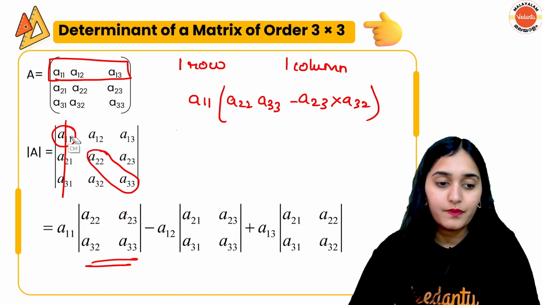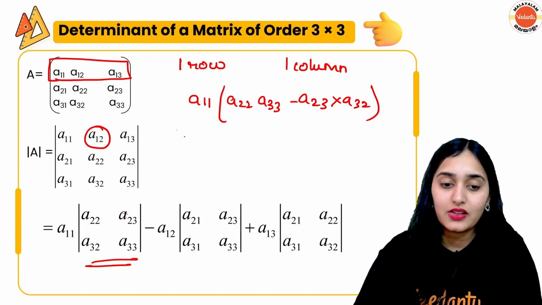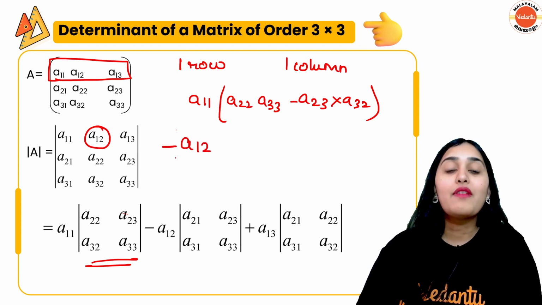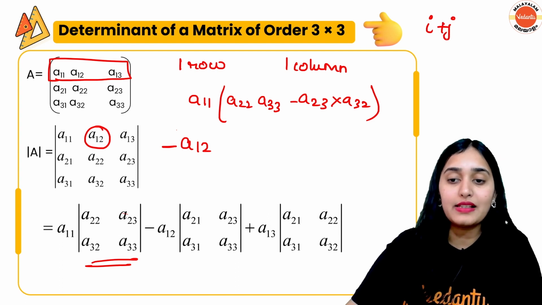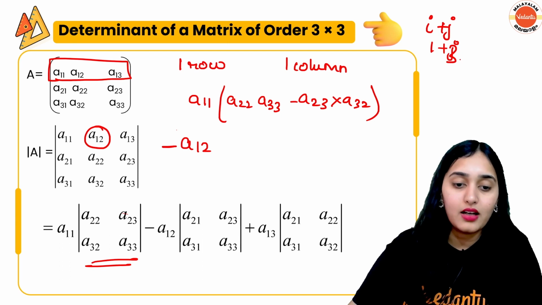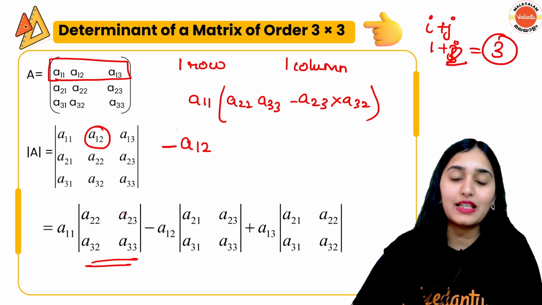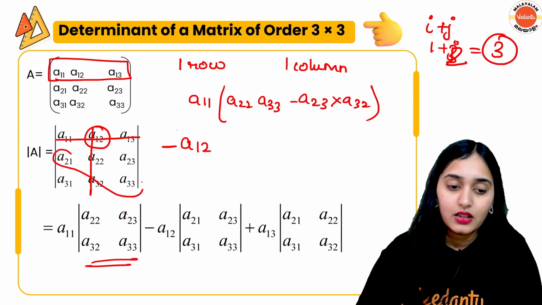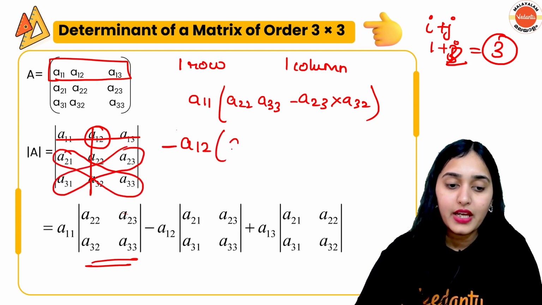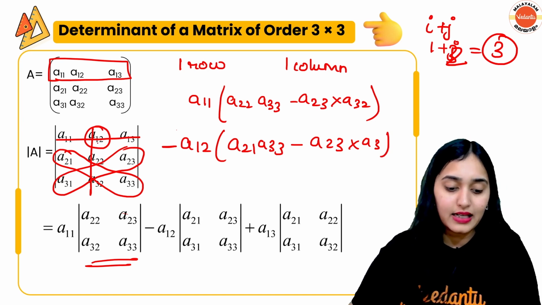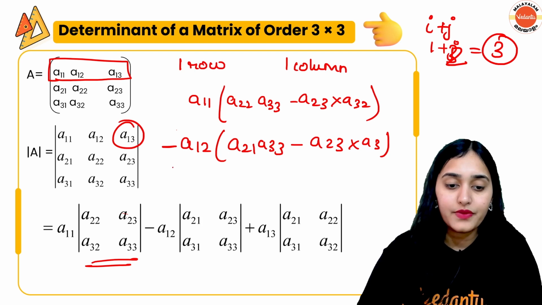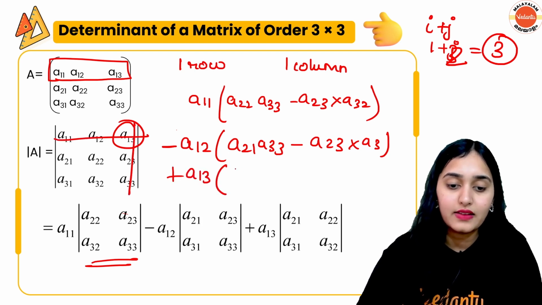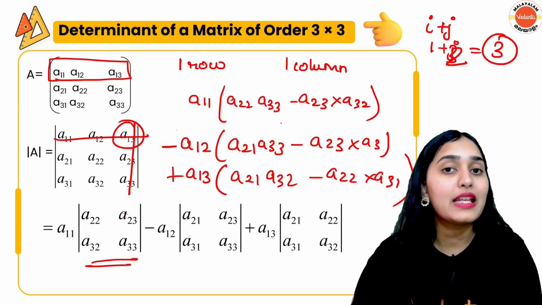Similarly, now you choose the second element. So you will choose a12, but remember this will be minus. Why minus? Because i plus j will give you the sign. If i is 1, j is 2, so it is 3. Odd number means negative, even number means positive. Now cut the row and column of a12 and find out determinant of remaining ones. So it will be a21 a33 minus a23 into a31. Lastly, you have a13, multiplied with, remove this, a21 into a32 minus a22 into a31. Like this, you find out determinant of a matrix.